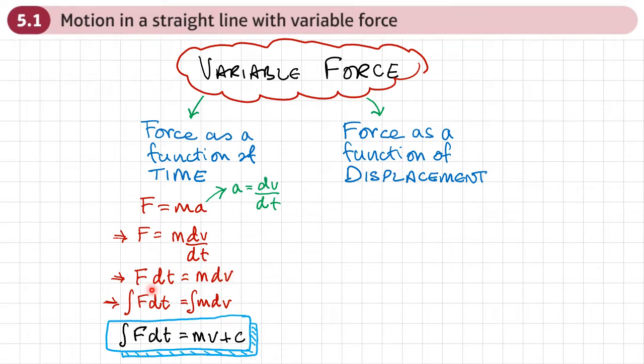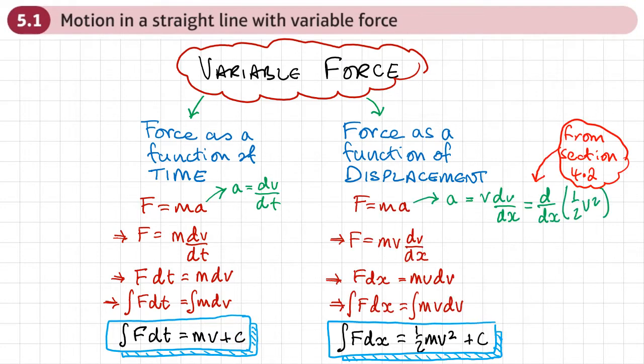Then we integrate both sides, so you have the integration of the force with respect to time, which is what we want because F is going to be a function of time. And then we integrate the m with respect to v. Now m is the mass, and so it's just a constant. So when we integrate a constant, we will get mv. So our final expression is the integral of the force, written as a function of time, integrated with respect to t, equals mv plus a constant of integration.